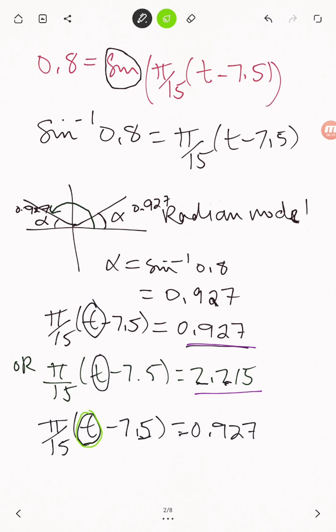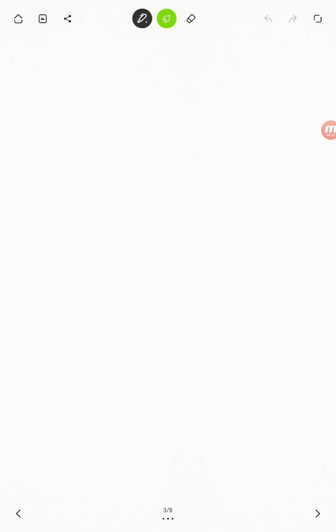All right, so I want to isolate t. So what is the furthest thing from t right now? It would be this pi over 15. How do I undo it? Well, I can either multiply by 15 first and then divide by pi. But to do that in one step, I can just multiply by the reciprocal, which is 15 over pi. So that's what I'm going to do on the next page.